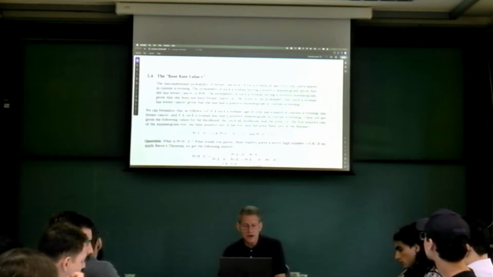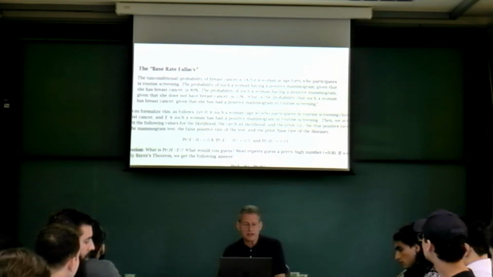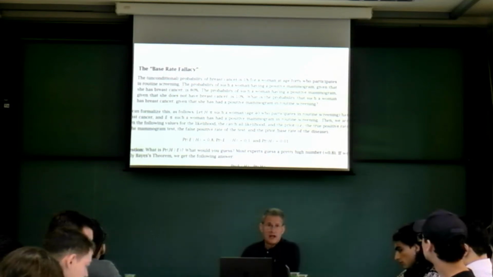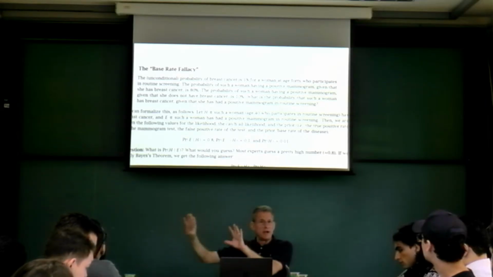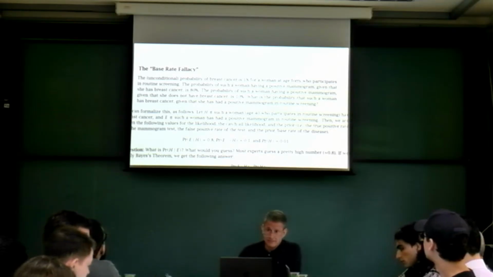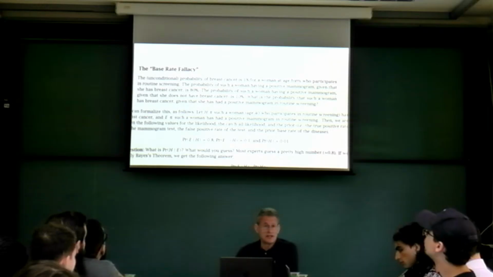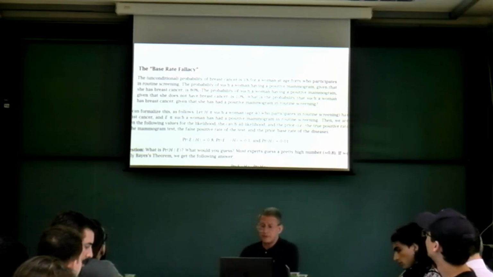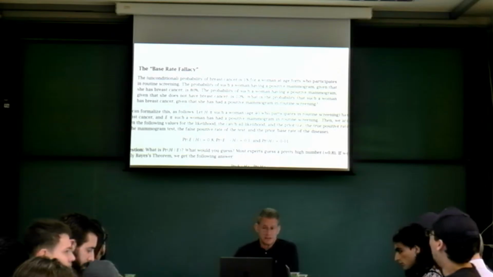Here's the more interesting case, and I'll zoom in here. This case is called the base rate fallacy, for reasons that will become clear. You're given a bunch of probabilistic information, and then you're going to be asked a question about probability involving this case. The unconditional probability of breast cancer is 1% for a woman at age 40 who participates in routine screening. That's one piece of information.